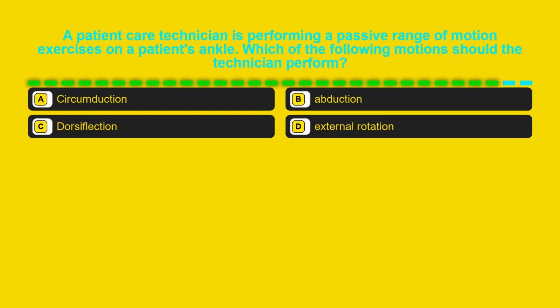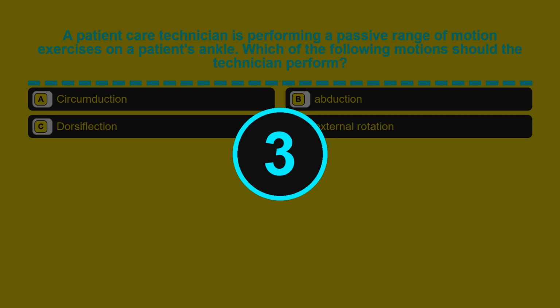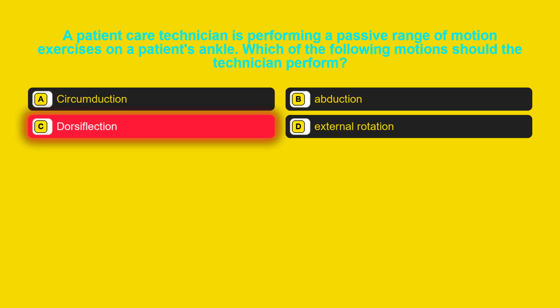Question 60. A patient care technician is performing passive range of motion exercises on a patient's ankle. Which of the following motions should the technician perform? Option A, circumduction. Option B, abduction. Option C, dorsiflexion. Option D, external rotation. The correct answer is option C, dorsiflexion.